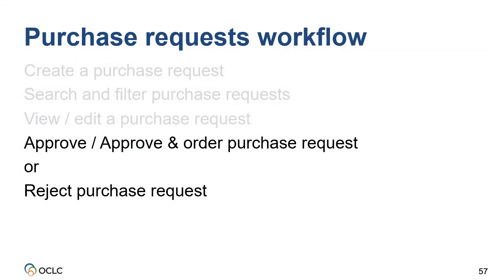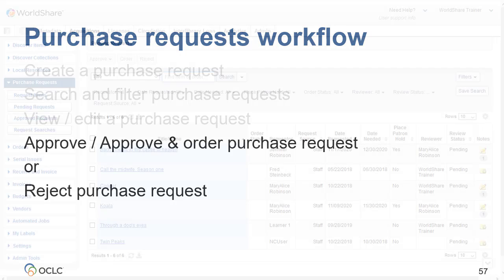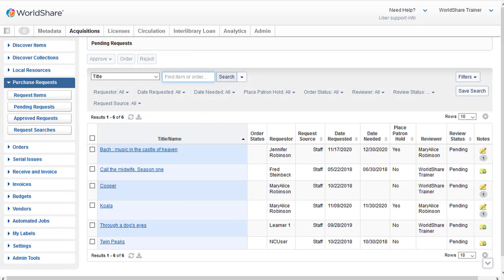The next step in the workflow is to take an action on pending requests. I can either approve a request or approve and order a request at the same time, or I can reject a request. So I have 6 pending requests. I could filter to find just the requests where I am the reviewer, as you saw on the request item screen, but let's say I want to approve all of these requests. So I'll click the checkbox at the top to select all.